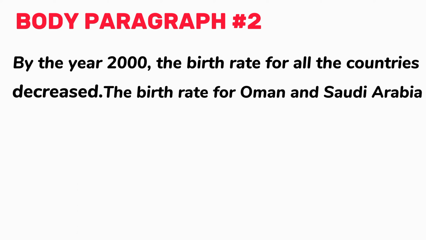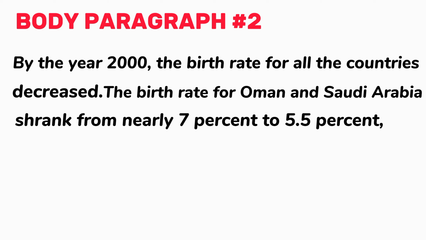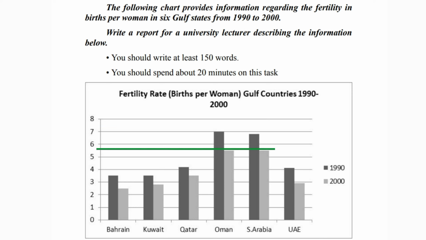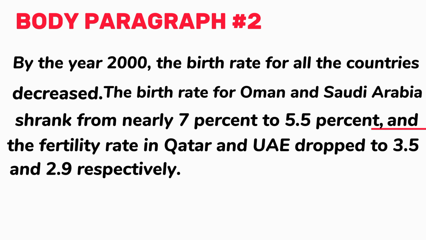The birth rate for Saudi Arabia and Oman shrank from nearly 7% to 5.5%, as it is mentioned in the graph. Oman has 7, Saudi Arabia has nearly 7, and both shrank to 5.5, exactly the same. Now, Qatar and UAE. We can see that their birth rate is a little above 4, and they've dropped to 3.5 for Qatar and 2.9 for UAE. So I'll be mentioning, and the fertility rate in Qatar and UAE dropped to 3.5 and 2.9 respectively.